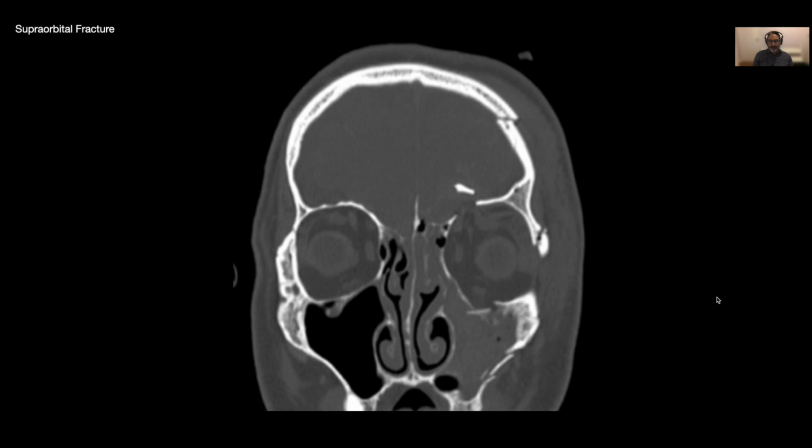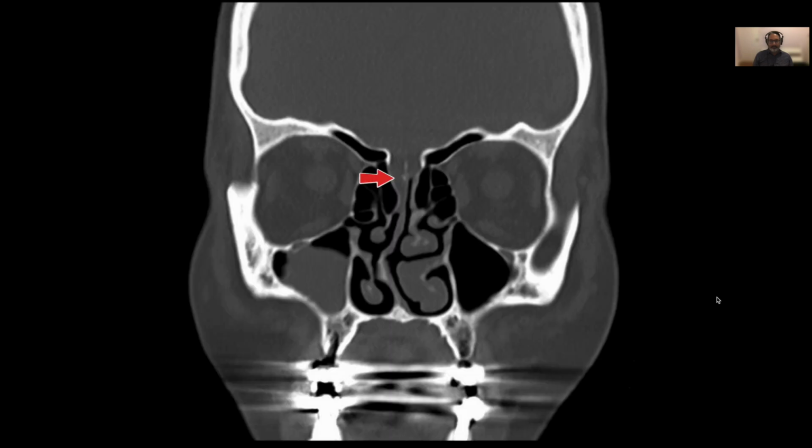Okay, next one. I don't know what that is, but I think it's the CSF leak. Now, I forget. Let me see what it was. Injury to the cribriform plate. All right, injury to the cribriform plate it is.